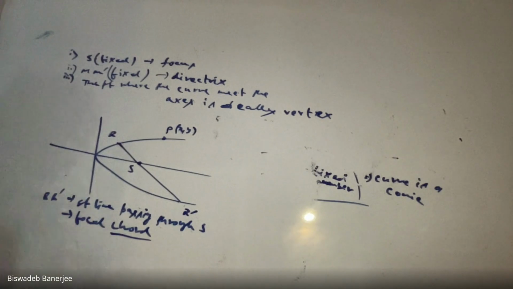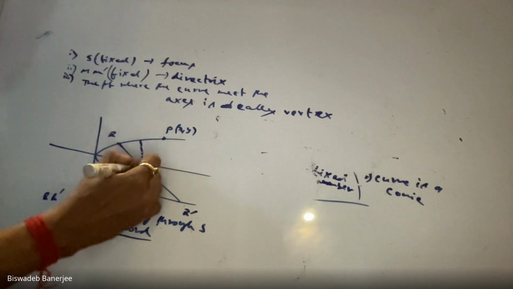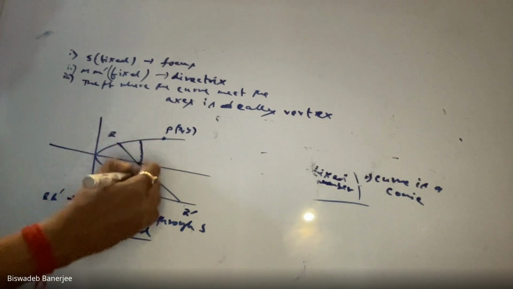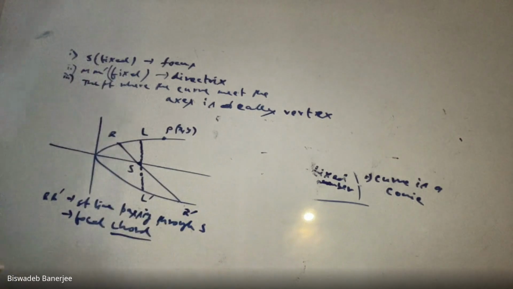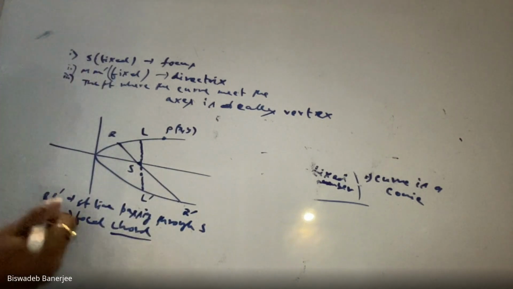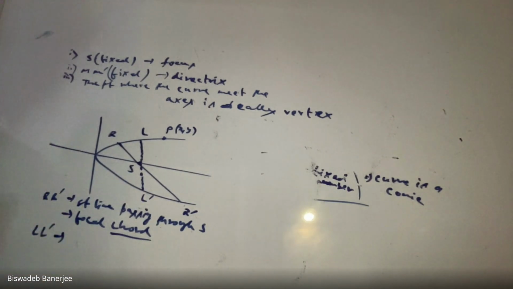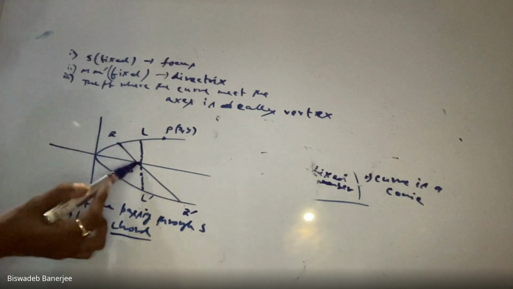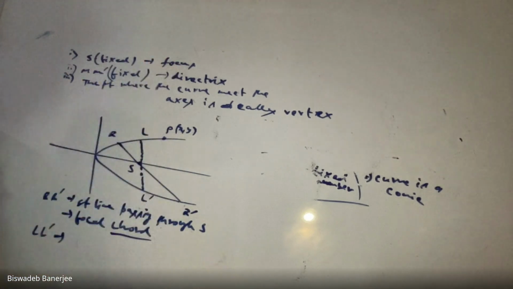Now this is very, very important. Consider another focal chord. Suppose this focal chord is LL dash. What is the difference between LL dash and RR dash? Just pause the video and answer it. The answer is that LL dash is perpendicular to the axis at the focus, but RR dash is not perpendicular.